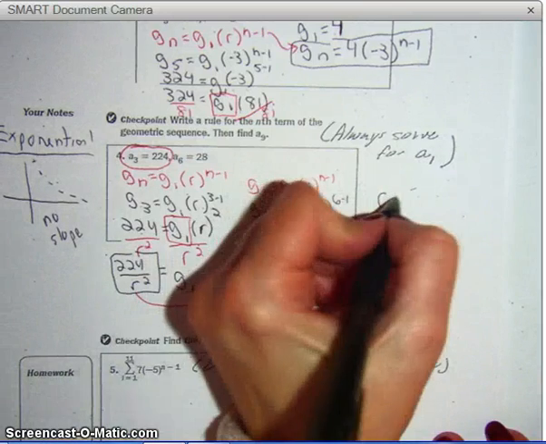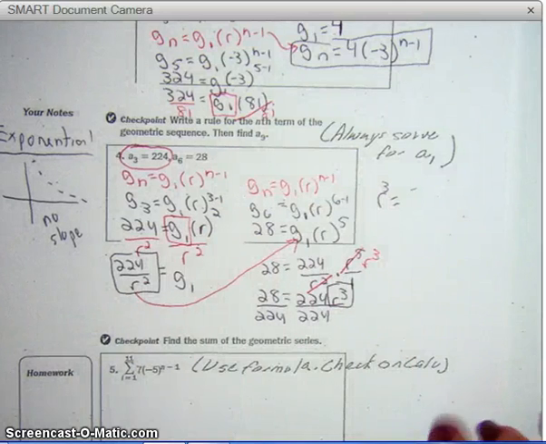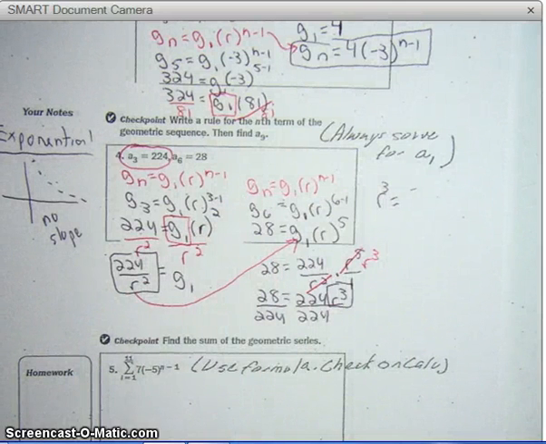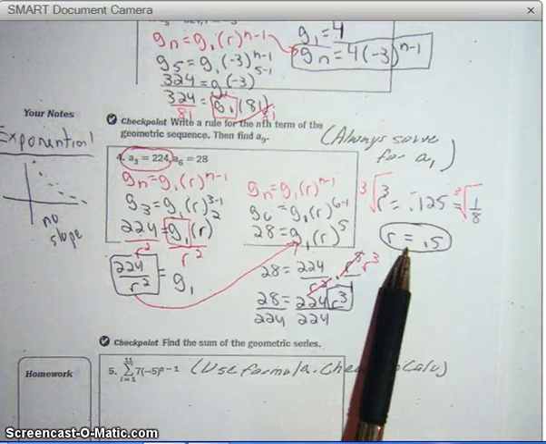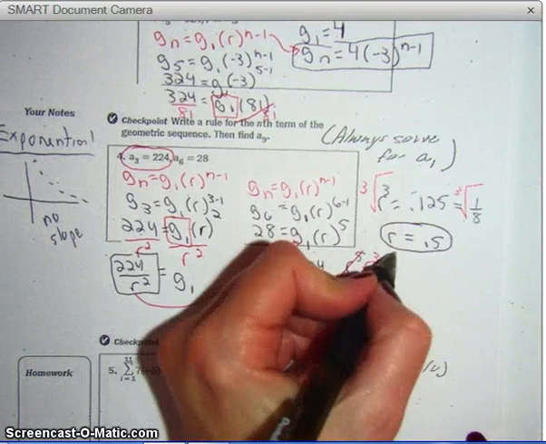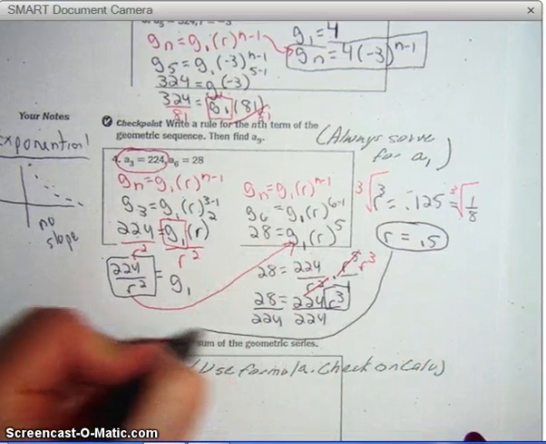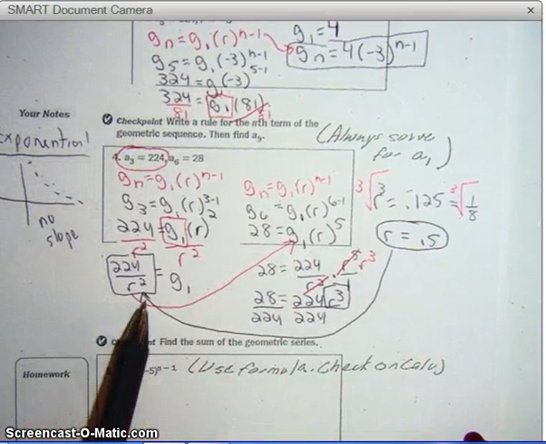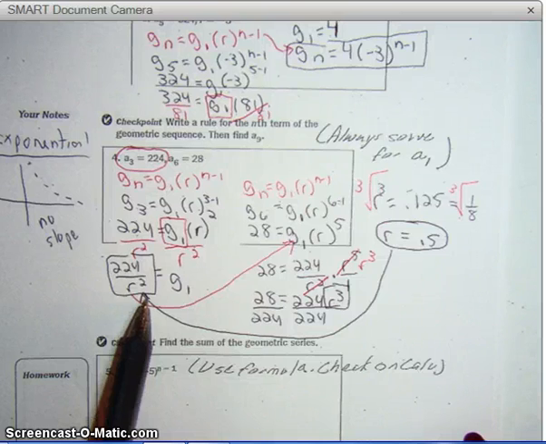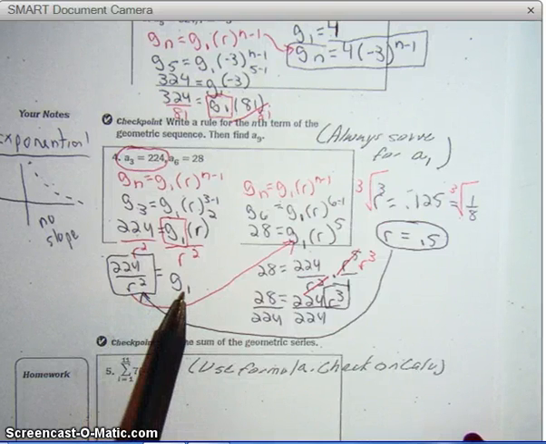And I'm going to move way up here. R to the 3rd equals, so let's take 28 divided by 224. 0.125. Okay, hang on a second. To get r is 0.5. Watch this. Now we're going to draw another arrow. We're going to put it back over here. Why? Because now you can find g sub 1.